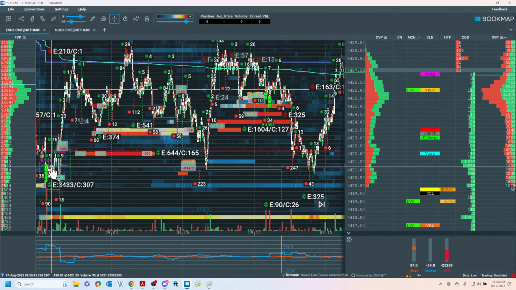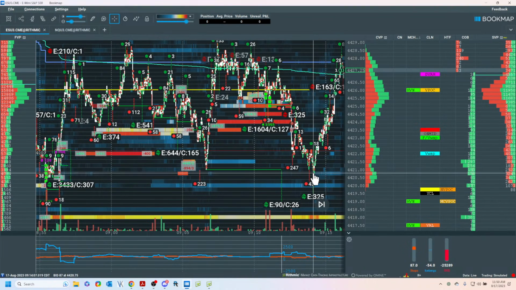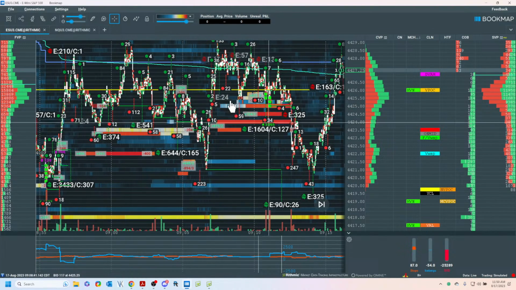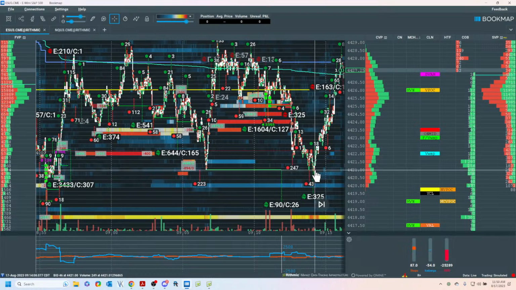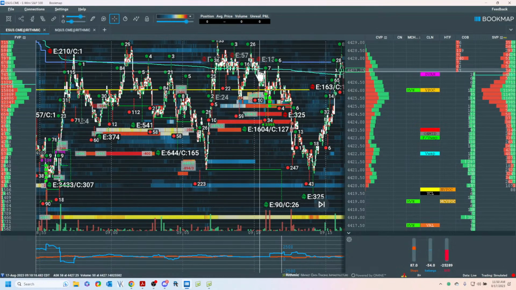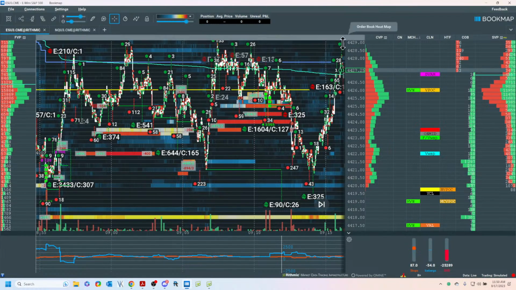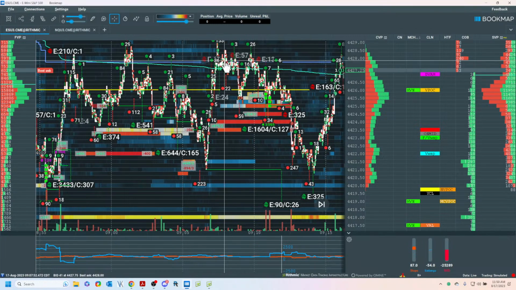Too low. Too low. You see it? Can you see how you might navigate the short and cover? Now, if you want longer term trades, then you're going to sit through all of this. That's up to you. My stomach isn't built that way.